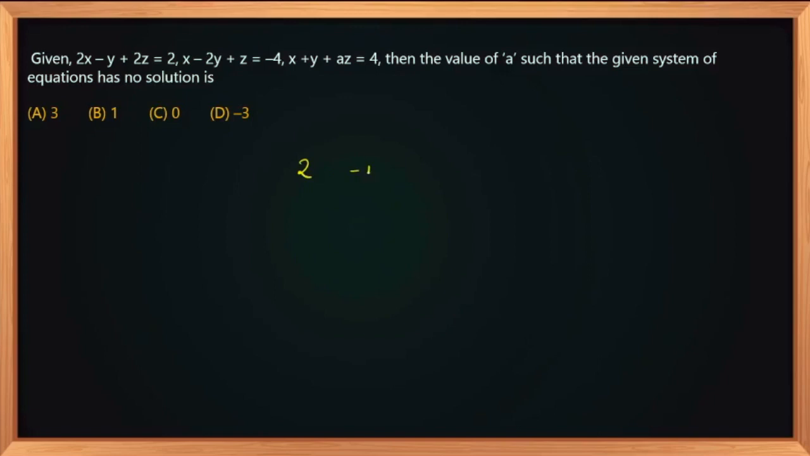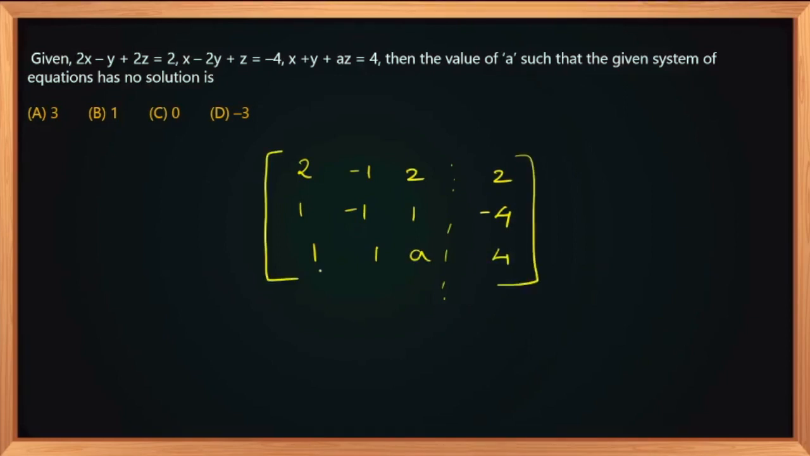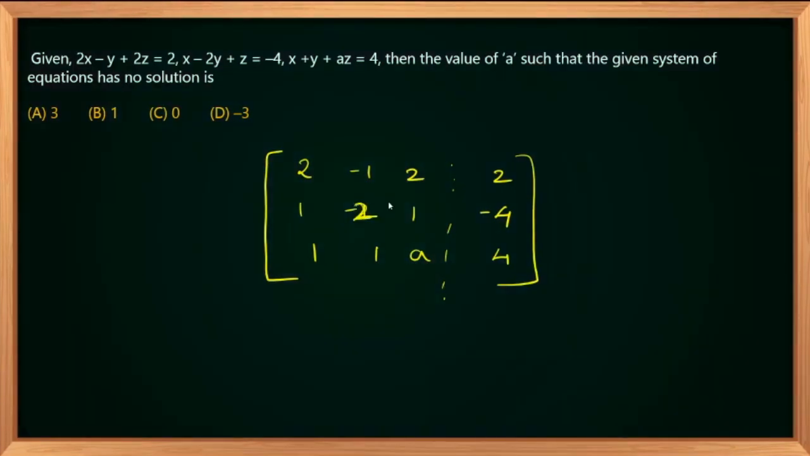So the matrix is 2 minus 1, 2, 2, 1 minus 2, 1 minus 4. This is for augmented matrix creation. 1, 1, a, 4. Whenever you write the system of linear equations from the screen, immediately write down the augmented matrix from the equations. You need not copy the equation. You just need to copy the coefficients directly from the equation and write the coefficient matrix. Then you can proceed, right? Okay, find the value. B is what all of you are getting as the answer.